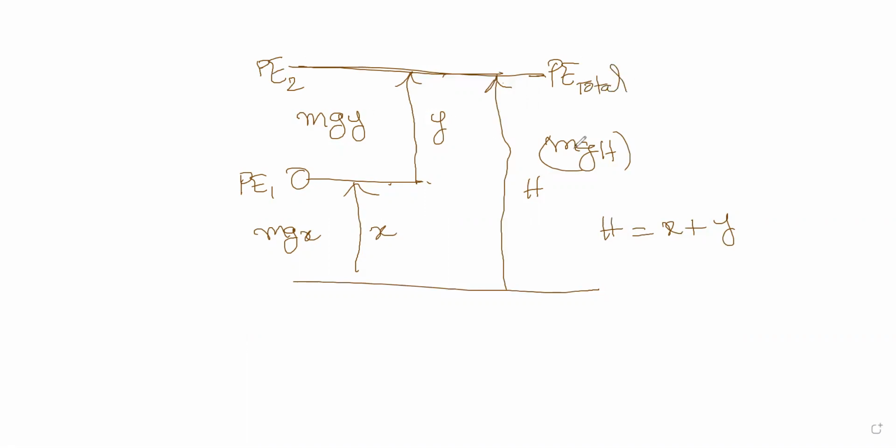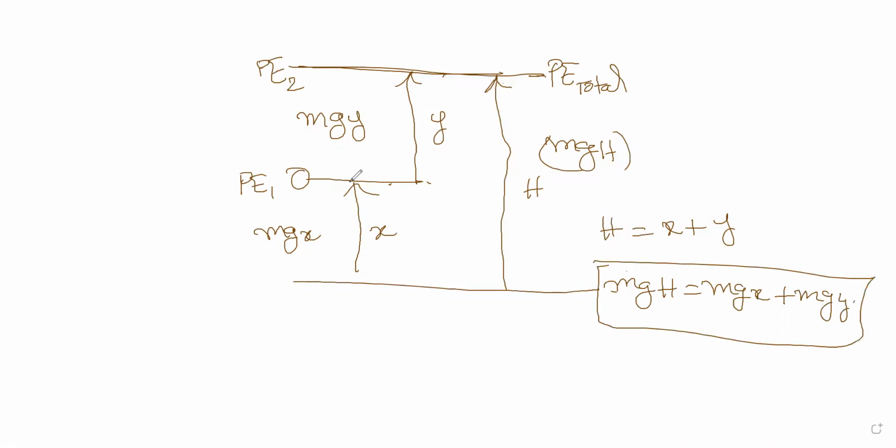pe1 plus pe2 is pe total. So you can write like this, because for any kind of conservative force, this we have discussed in the earlier topics. What I have discussed is that if you move horizontally, the gravitational force works downwards and the displacement is horizontal, mg is downwards, and hence the work done by the gravitational force goes to zero. I'm just recapping the things we have done earlier.